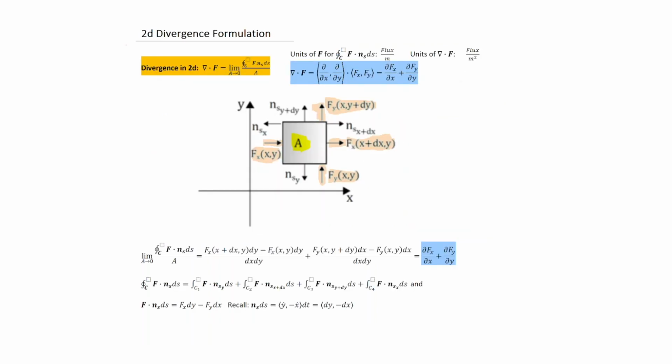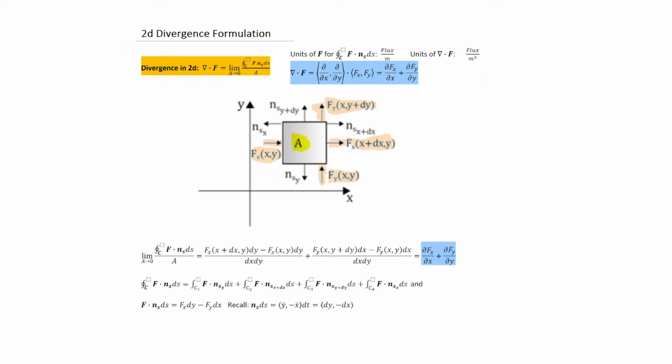Okay, so the next step is that we're going to look at the formulation of the divergence in 2D, the formulation of curl in 2D, the formulation of divergence in 3D, and the formulation of curl in 3D. So we're going to look at all these four different cases, starting with the 2D divergence formulation.